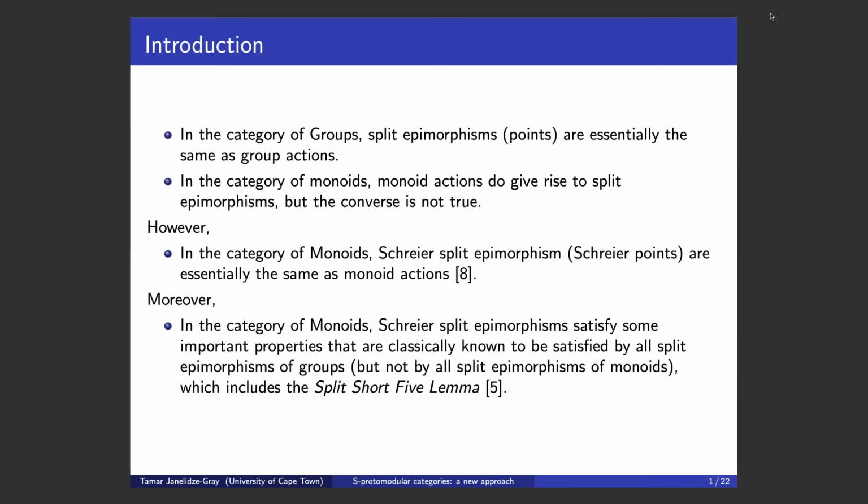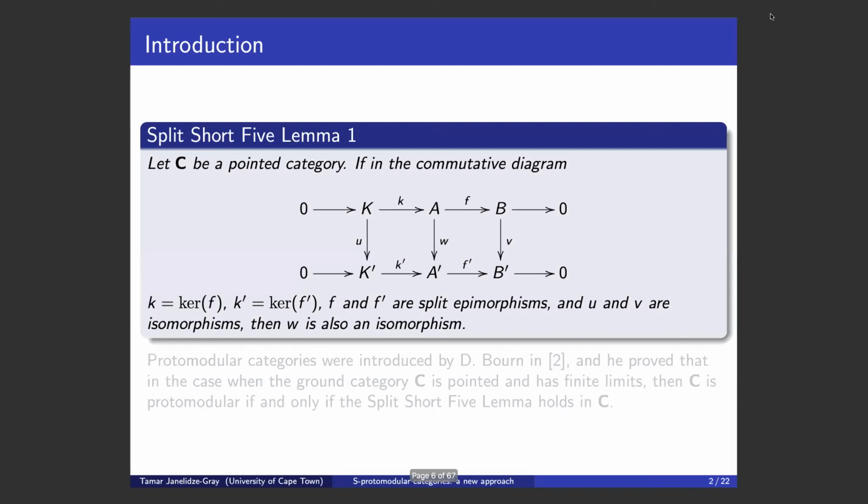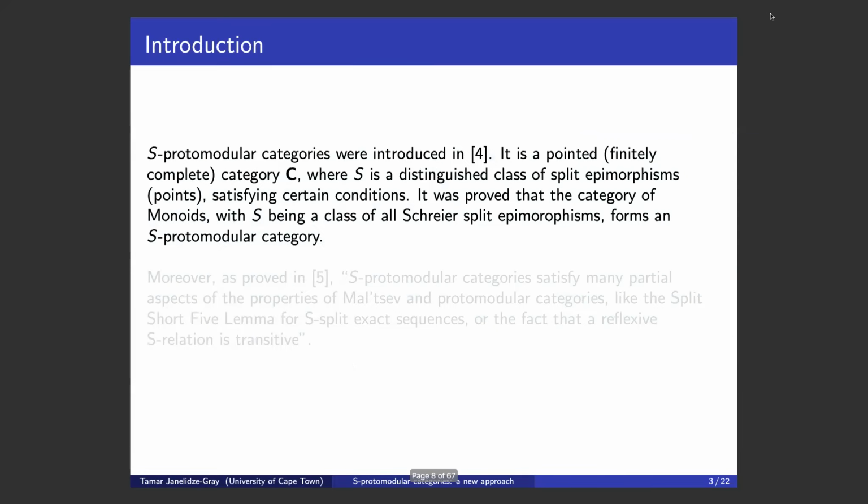And in fact, as I mentioned earlier, it turns out, and this was shown by Bourne, Montoli, Martins-Ferreira, and Sobral, that if we replace f and f prime in that split short 5 lemma by these special split Schreier epimorphisms in the category of monoids, then it does turn out to hold. And accordingly, Bourne, Martins-Ferreira, Montoli, and Sobral introduced the notion of an S-protomodular category.